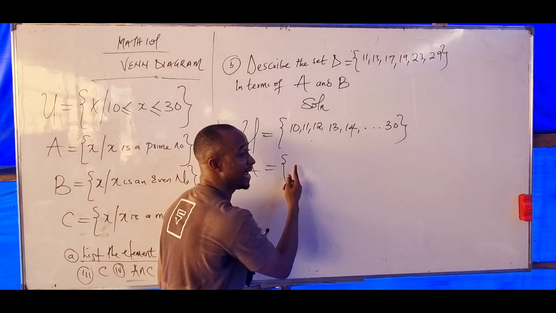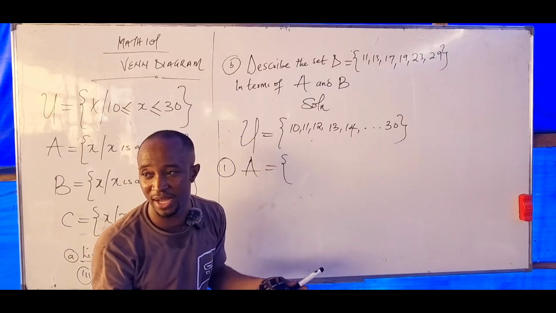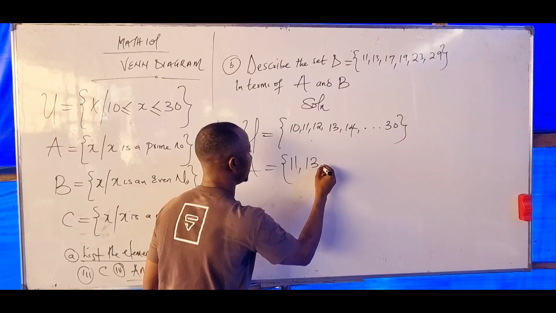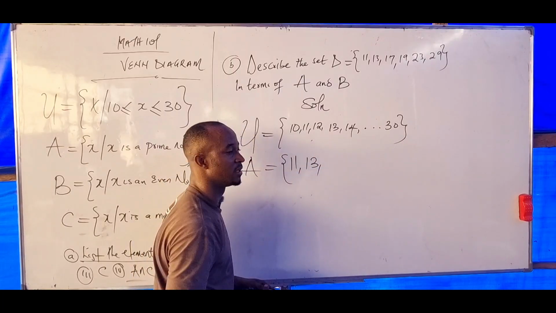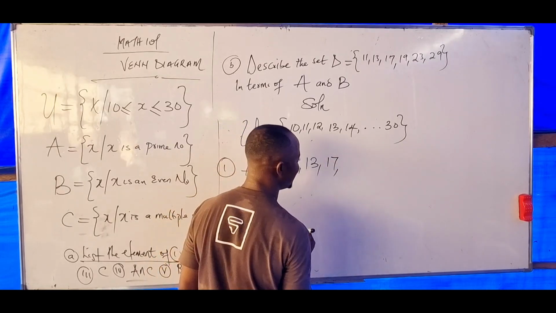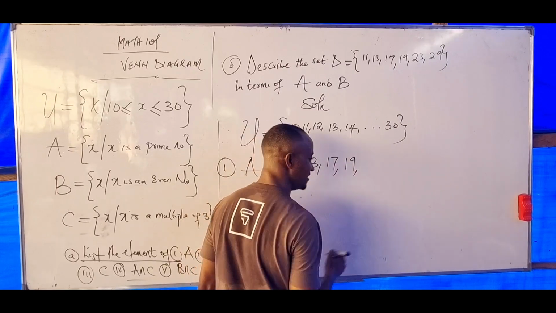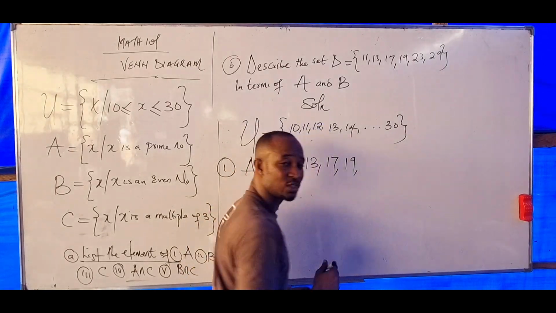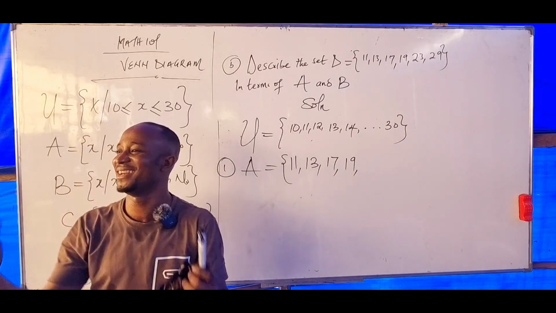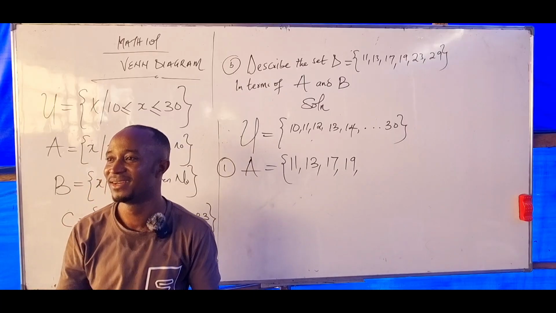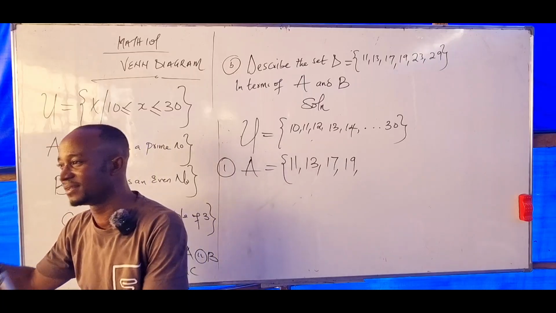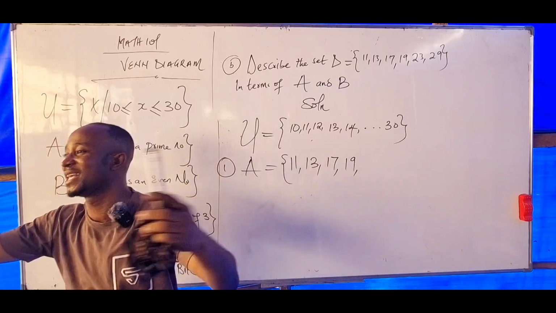Now let's go. Is 10 a prime number? Is it a prime number? 11, 12, 13, 14, 15, 16, 17, 18, 19, 20, 21. No. Let's verify. Is 21 a prime number? Divide 21 by 3. What do you have? Divide 21 by 7. What do you have? So it's not a prime.